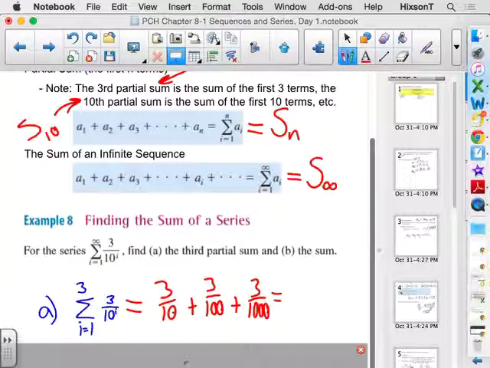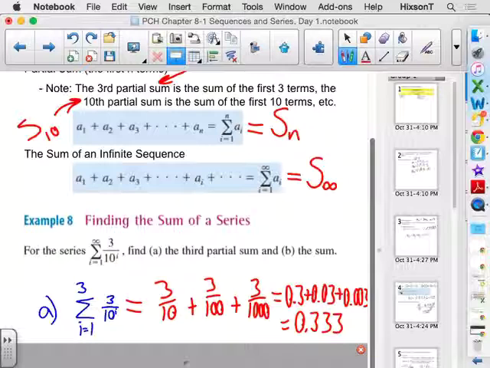Ah, and you kind of saw the key to our next step. This is 0.3, right? And this is 0.03. And this is 0.003. Okay, so that is 0.333. So the third partial sum is only 0.333, or 333 1,000ths.